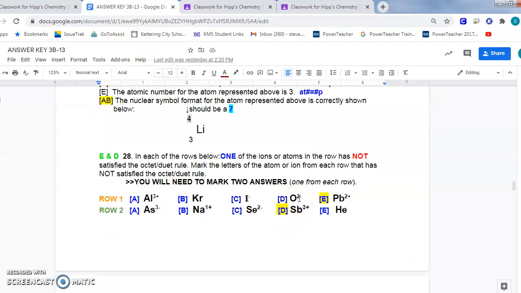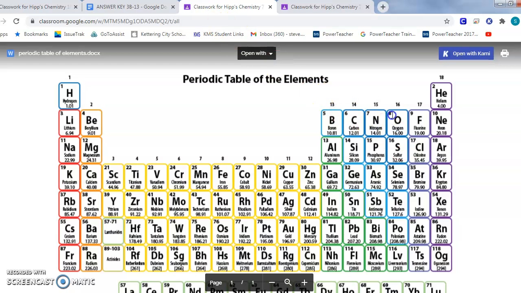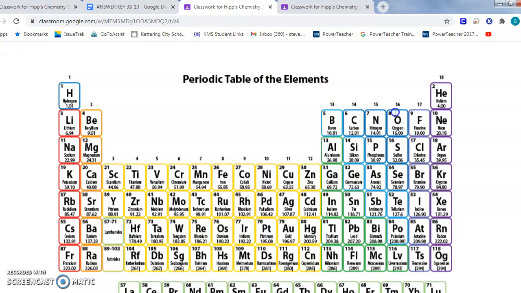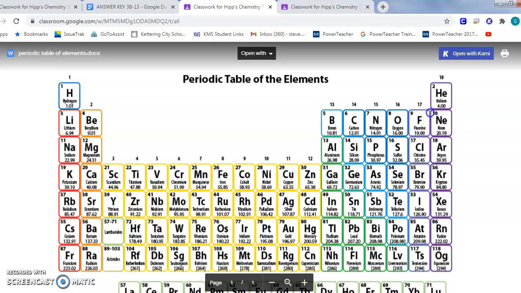Oh, 2 minus. That 2 minus means it's gained 2 electrons. It now has 2 more negatives than it does positives. So let's go look at oxygen. Oxygen's number 8. If it's 2 minus, it's gained 2 negatives. 8 plus 2 negatives gives it 10 total. Same as neon. Chemically stable.